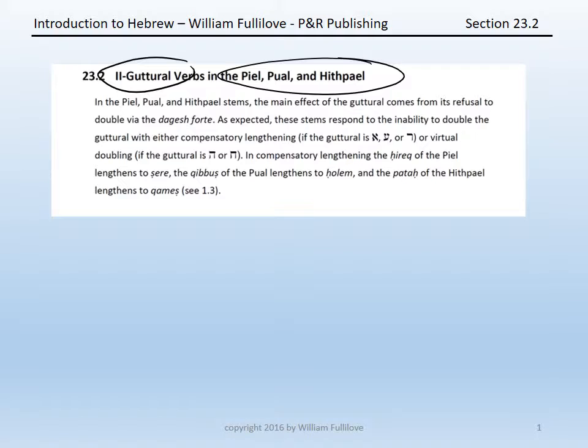Instead, as expected, you will have these stems respond to the guttural's failure to double with either compensatory lengthening, if the second guttural is aleph, ayin, or resh, or virtual doubling, if that second guttural is he or chet. If compensatory lengthening occurs, the hireq of the Piel will become a tsere, the qibbuts of the Pual will become a holem, and the patach of the Hithpael will become a qamets.